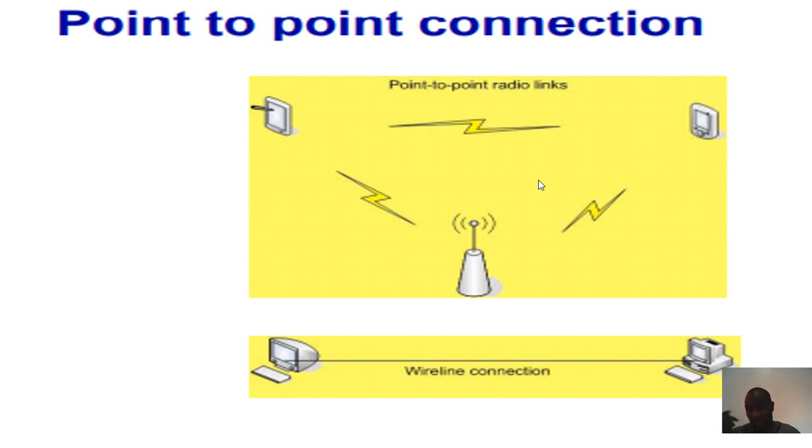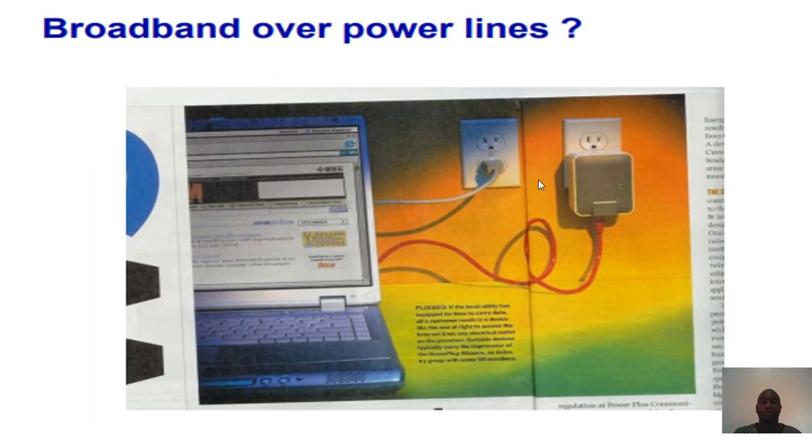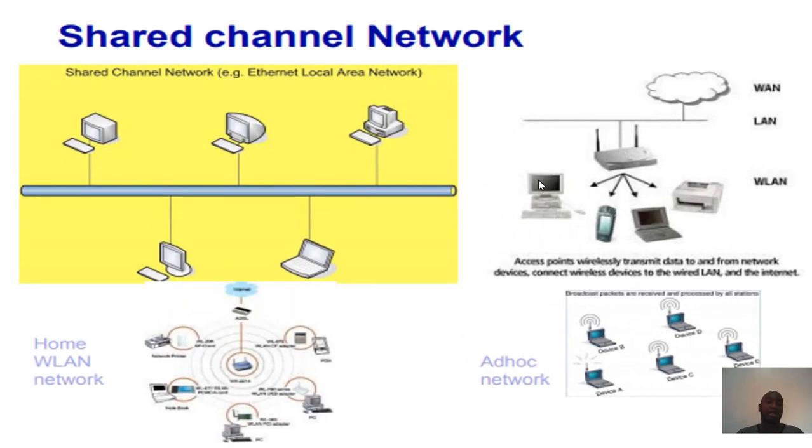So we have a point-to-point connection, where you can have radio links linking different ports depending on where you are. We have also a broadband over power lines where you have connection via the power lines and you can access the network. We have also shared channel network. You can see this is an example of a shared channel. And we have also ad hoc network. Maybe when you have a meeting, you can create an ad hoc network. We have a home working network and all that.